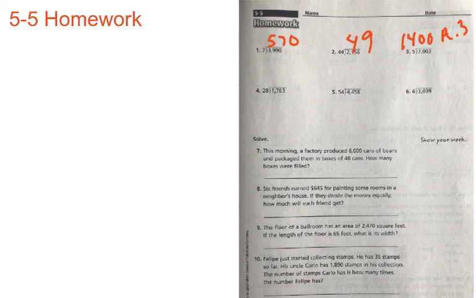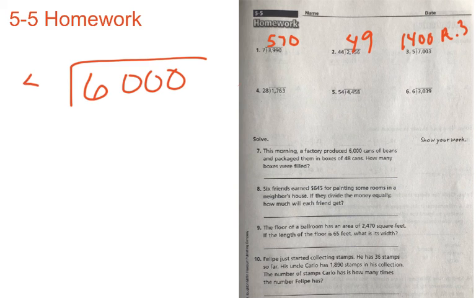Look at our story problems. Number 7, it says, this morning a factory produced 6,000 cans of beans and packaged them in boxes of 48 cans. How many boxes were filled? So we have 6,000 cans and we're going to have to divide that by 48 because there's 48 in each of those boxes to figure out how many boxes.